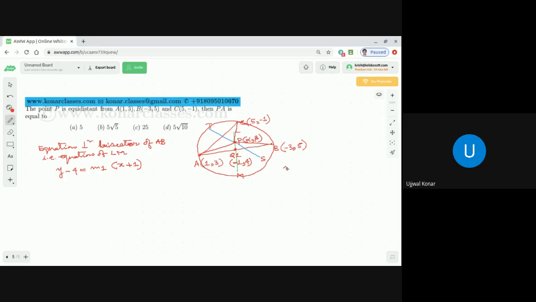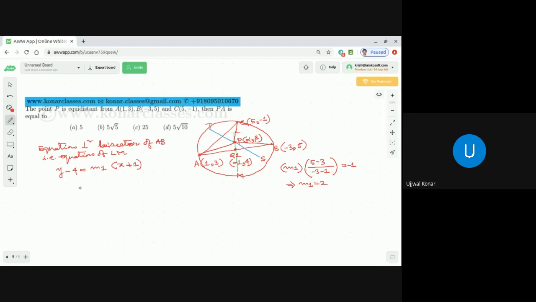So what we get, m1 into the slope of the line AB, that is (5 minus 3) divided by (minus 3 minus 1), that should be equal to minus 1. So 5 minus 3 is 2, 2 by minus 4, so minus minus would cancel, so m1 should be equal to 2.